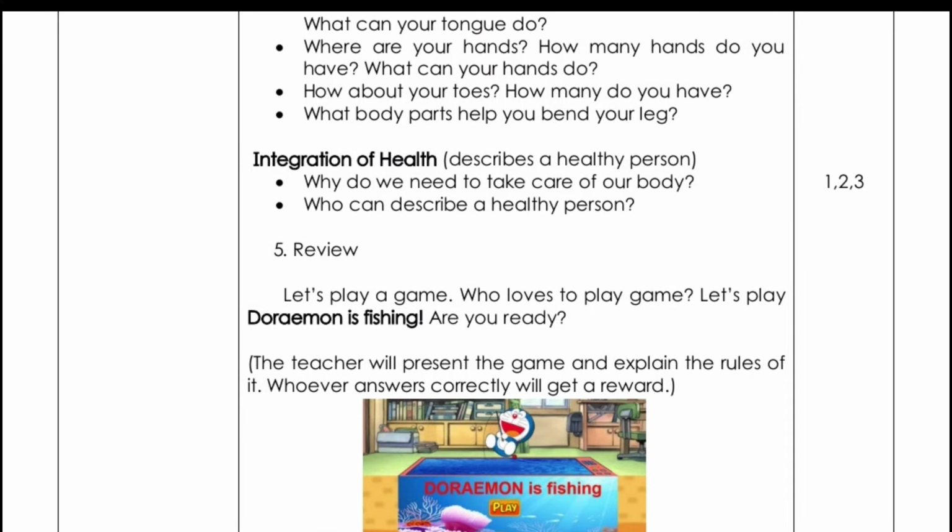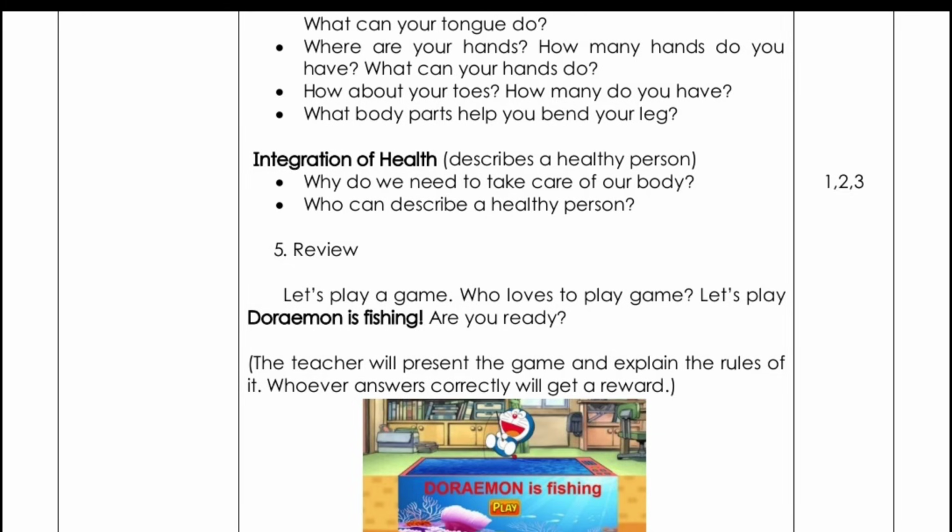And since our lesson talks about body parts, being healthy, we can also integrate another subject, which is health. And the competency for that is describes a healthy person. So it's easy. You can just ask the kids, why do we need to take care of our body? Or who can describe a healthy person? How can you say that a person is healthy?